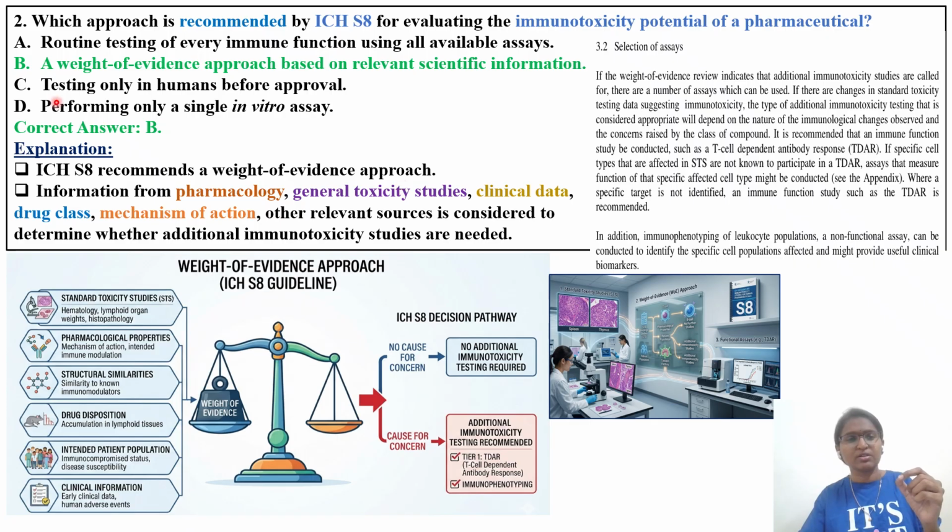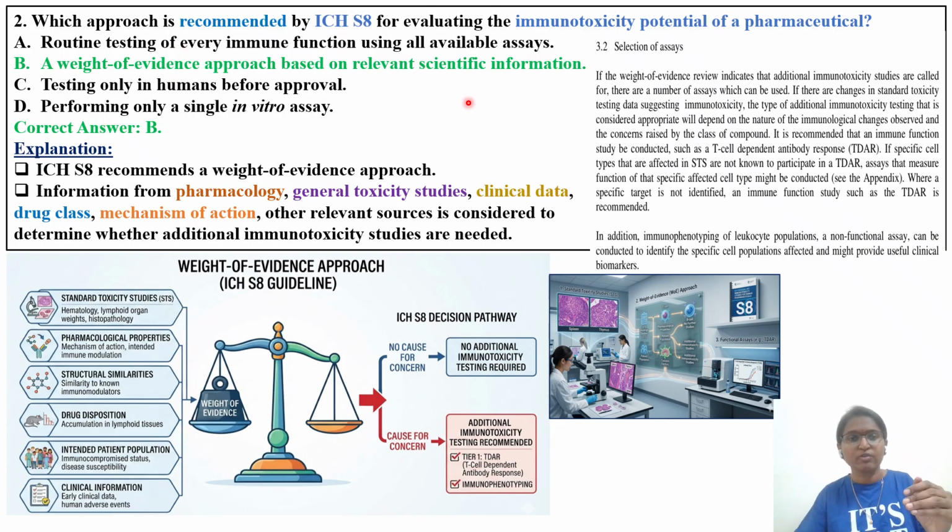The right answer, the approach that you have to follow, is the weight of evidence approach based on relevant scientific information. As I told you, from the battery of toxicology tests, you have to see small indications: whether it is affecting my T helper cells, whether there is any change in leukocyte count, granulocyte count, or immune system organ weight. What we will see in section 3.2 is the selection of assays from the battery of tests from which we can get the same information. So, the weight of evidence approach based on relevant scientific information.